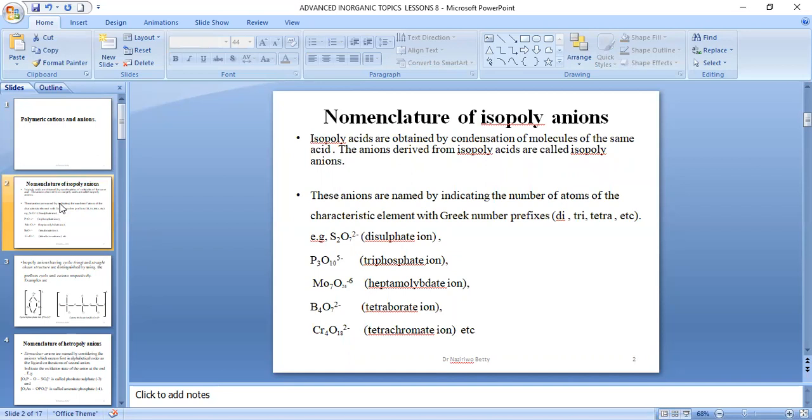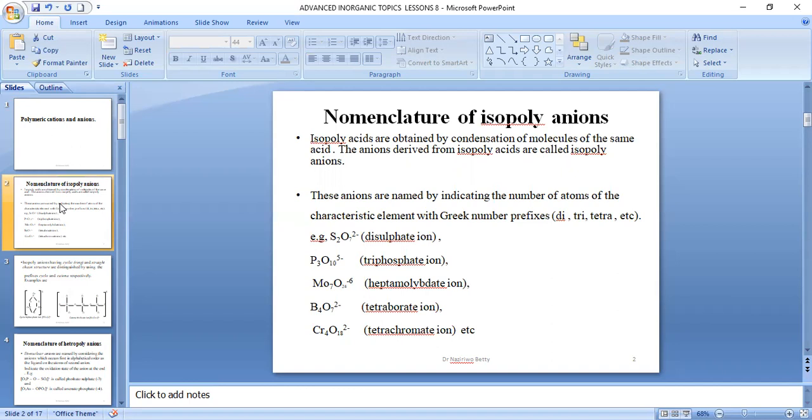Isopoly acids are obtained by condensation of molecules of the same acid. The anions derived from isopoly acids are called isopoly anions. These anions are named by indicating the number of atoms of the characteristic element with the Greek number prefix. For example, we use di, tri, tetra, as the case may be, and so on. Remember, this is how we used to name the boranes.